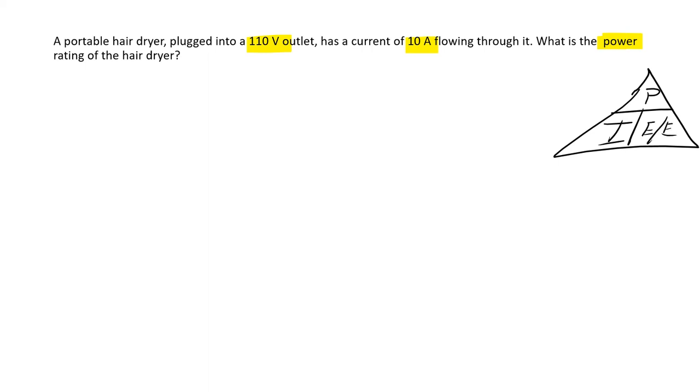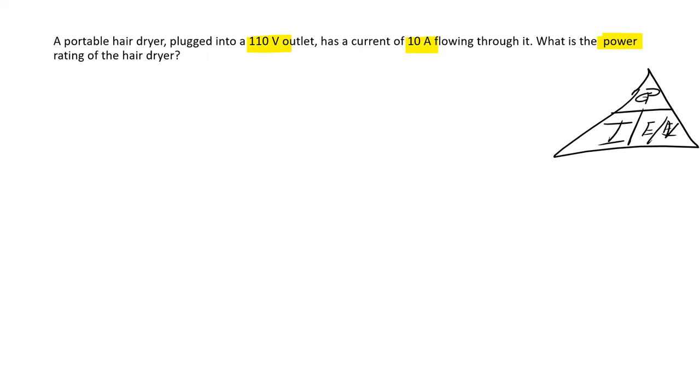I have a portable hair dryer, and it uses 110 volts and has a current of 10 amps going through it. What is the power? So let's figure this out. First thing I'm going to do is draw my triangle. Remember, it's the formula for power. Power is a piece of pie, right?